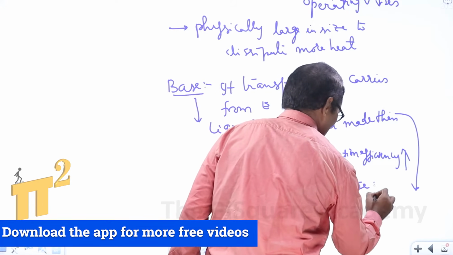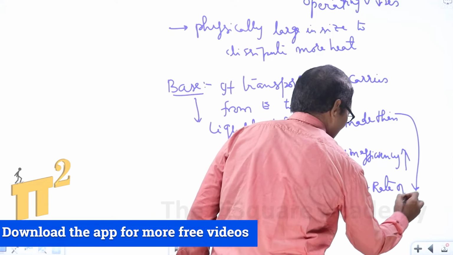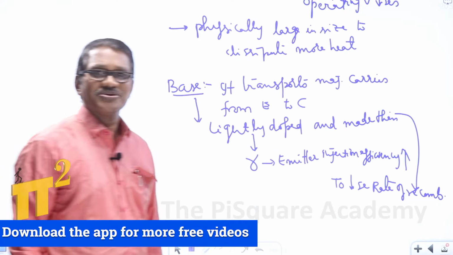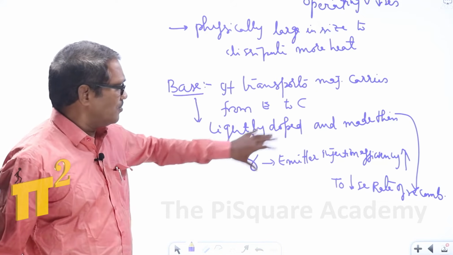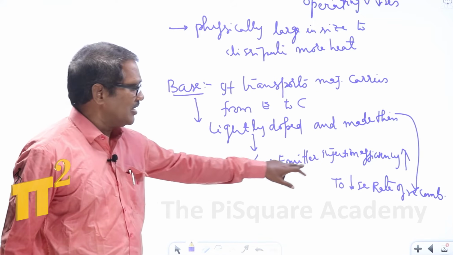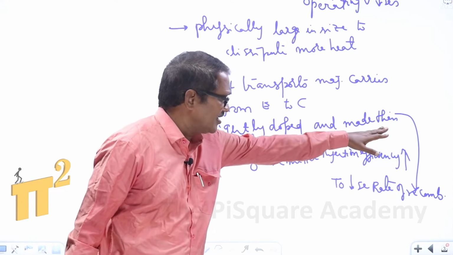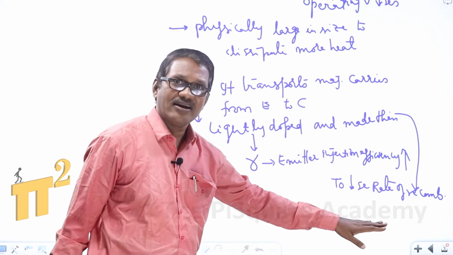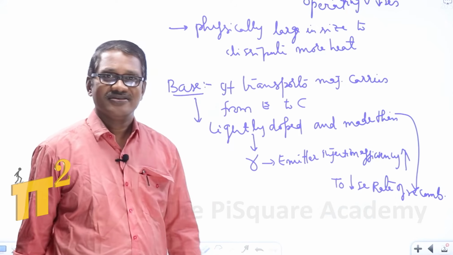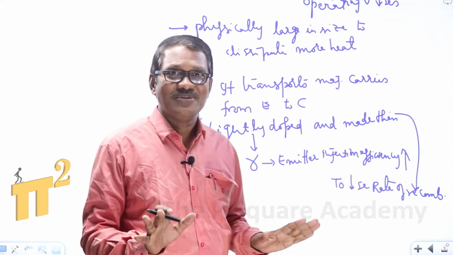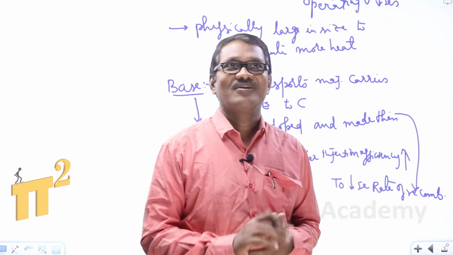To decrease the rate of recombination. Have you understood this, right? So it is lightly doped to increase emitter injection efficiency, and at the same time it is made thin to decrease the rate of recombination. And among the 3 sections of the transistor, the base plays a vital role, a very important role.